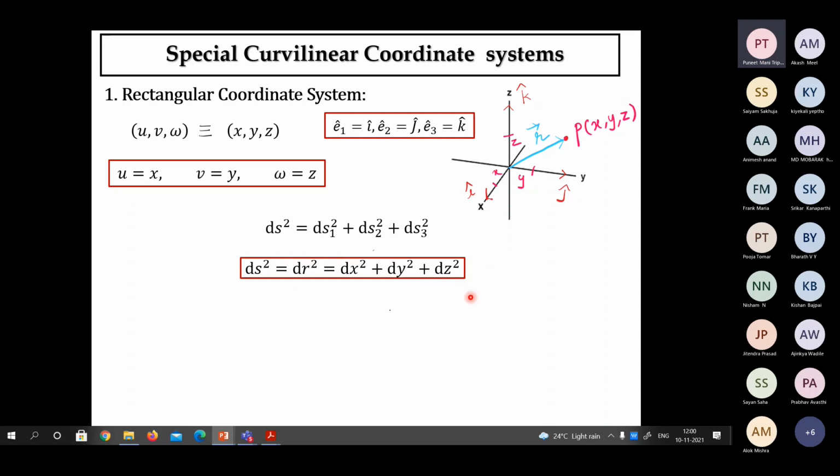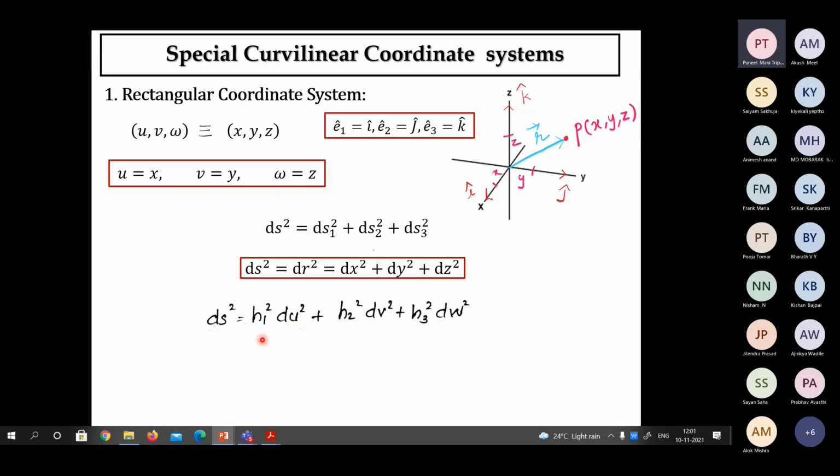Always, to find the metric parameters, and you know the method, we write the description of ds square in terms of metric parameters, and we equate it with the available expression for that system. For a curvilinear system in terms of metric parameters, ds square can be written as h1 square du square plus h2 square dv square plus h3 square dw square. For our system, u is x, v is y, w is z.